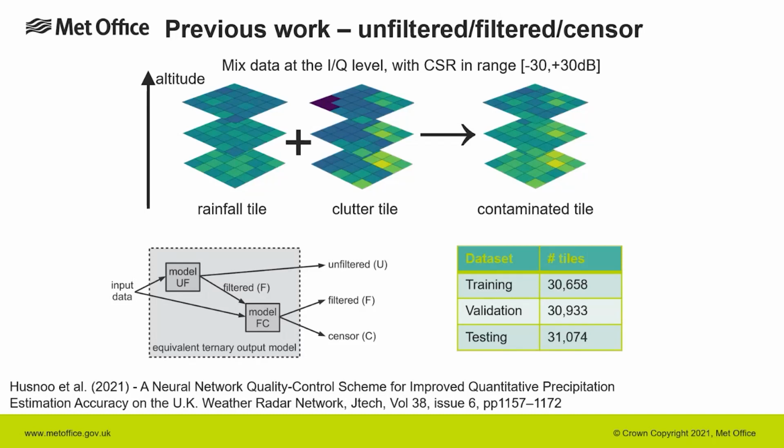Anyway, you can add the pure rainfall data and pure clutter tiles together, and you get the contaminated tile. And of course, you still have the original rainfall data, so you can use that as a ground truth, which is very useful.